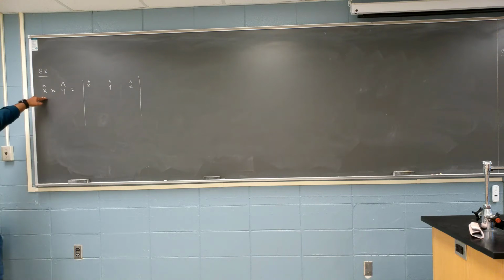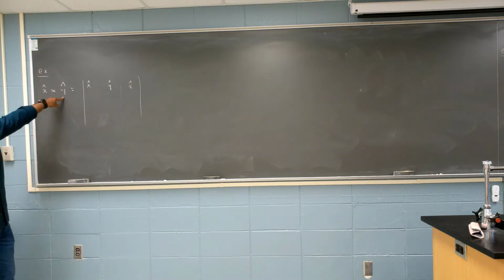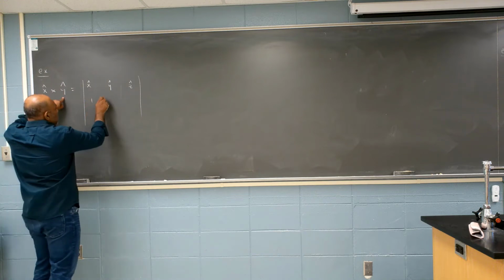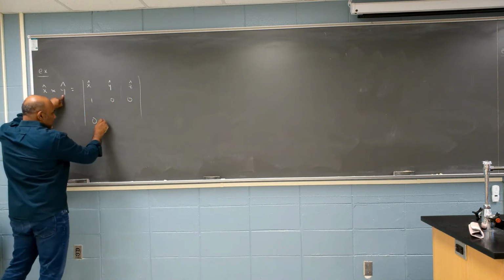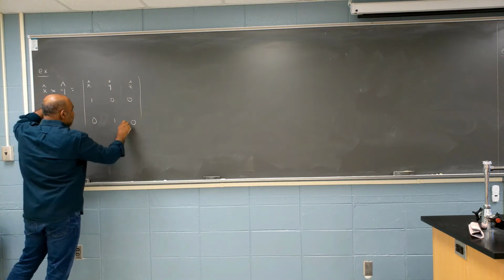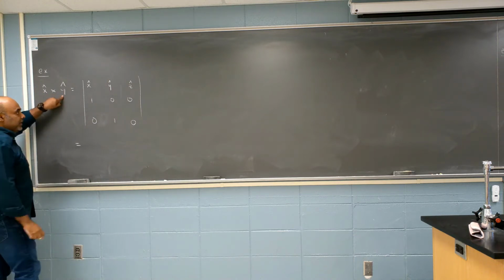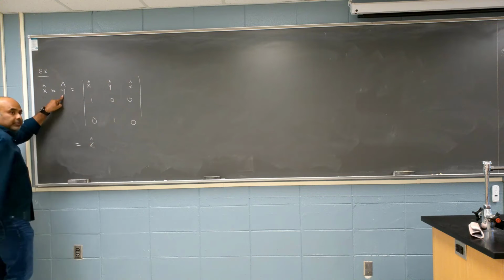Components of x hat. Are we doing the same one? No, we're doing x hat cross y hat. So this is my first vector, that's my second vector. 1, 0, 0. What about y hat? 0, 1, 0. Look, stare, and tell me that this is true.